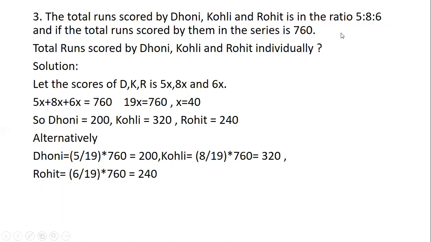Alternatively, the other approach is, if the ratio is 5 is to 8 is to 6, just add all the values. 5 plus 8 plus 6, you will get 19. Which means Dhoni scored 5 out of 19, Kohli scored 8 out of 19 and Rohit scored 6 out of 19. So 5 by 19 into the total value, which is 760, we get 200. 8 by 19 into 760 we get 320. 6 by 19 into 760 we get 240. Both approaches we need to know, and we can choose whichever is easy for us.